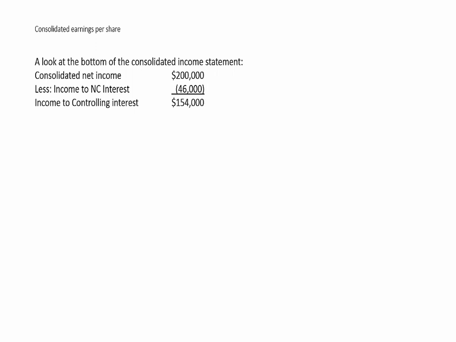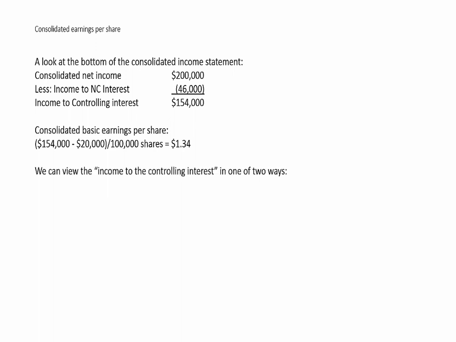So let's take a look at the bottom of the consolidated income statement. We'd have consolidated net income of $200,000. Again, that's the sum of Big and Little's revenues and expenses and so on. Less the income to the non-controlling interest of $46,000 equals the income to the controlling interest of $154,000. So the consolidated basic earnings per share is going to be the income to the controlling interest of $154,000, less Big's preferred dividends of $20,000, all divided over 100,000 shares, or $1.34.